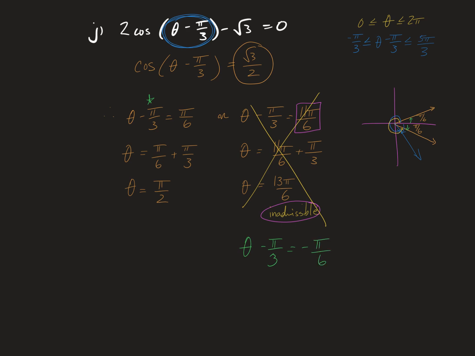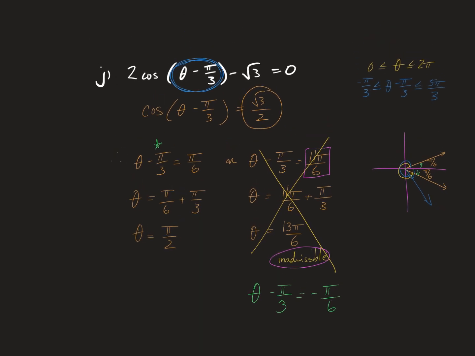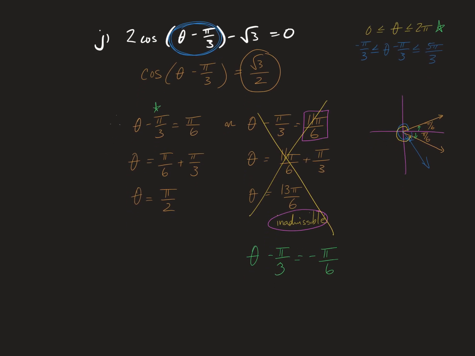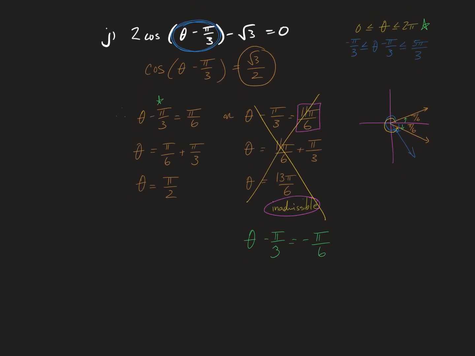Now again, don't look at that and go, but wait a second. Theta is supposed to be between 0 and 2 pi. Yes, I would agree. Look up at my restrictions in the top right corner. Theta is between 0 and 2 pi. But when I altered my angle, I have to alter my domain. So for theta minus pi by 3, I can have a solution of negative pi by 6.